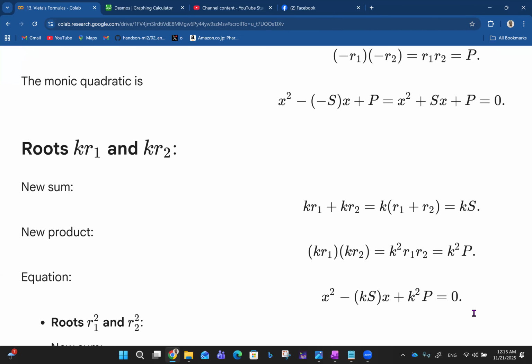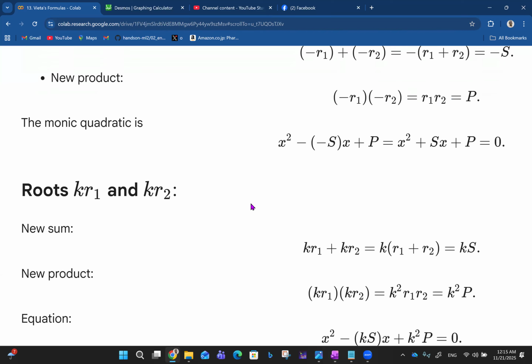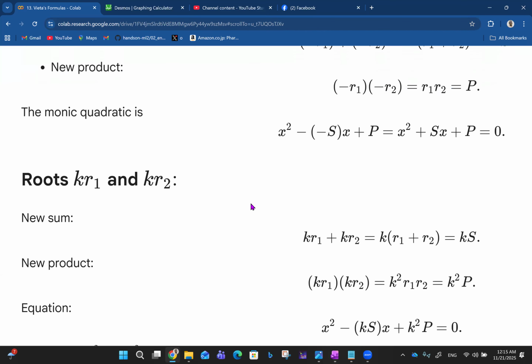Okay. If you have roots kr1 and kr2, as usual, just do the sum and the product, that's all, and form the new equation with those sums and products.